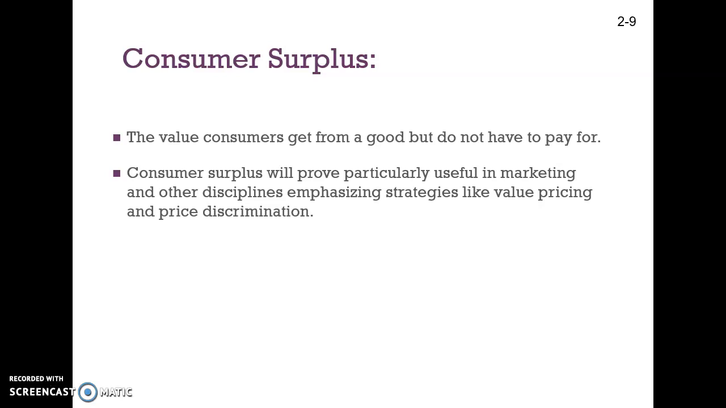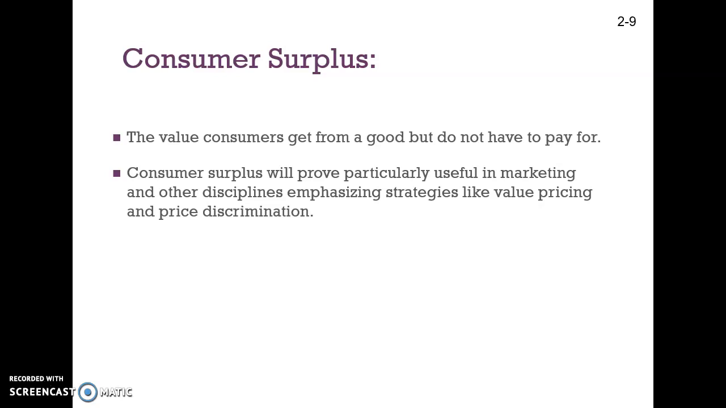Now, how can this consumer surplus concept be used by a manager while making decisions? The consumer surplus will prove particularly useful in marketing and other disciplines, emphasizing strategies like value pricing and price discrimination. Value pricing means you charge a customer a price equal to the value he or she gives to that good. That represents first degree price discrimination. If someone is willing to pay 500, you charge 500 for that good. If someone is willing to pay 700, you will charge 700 for that good.